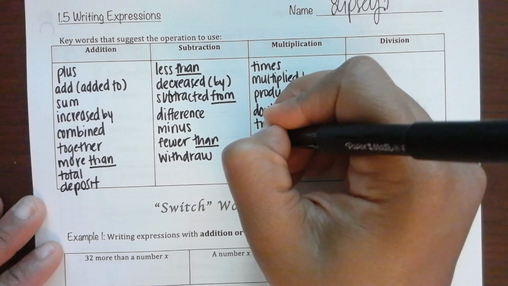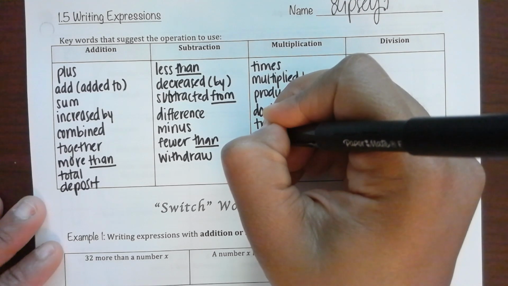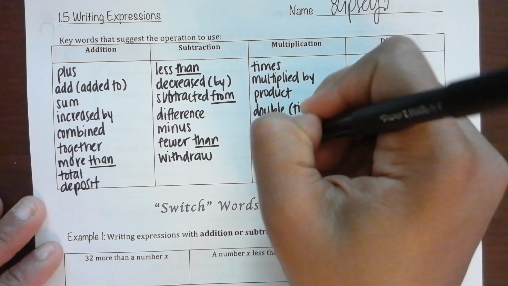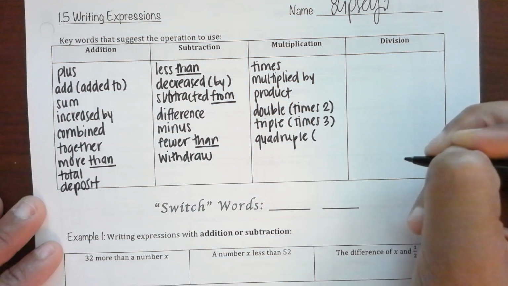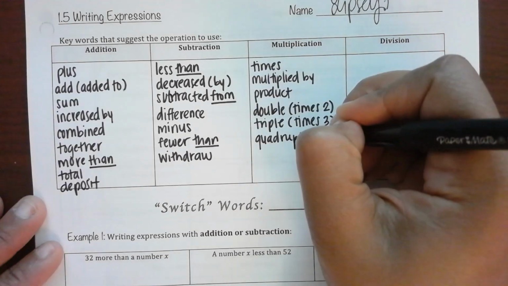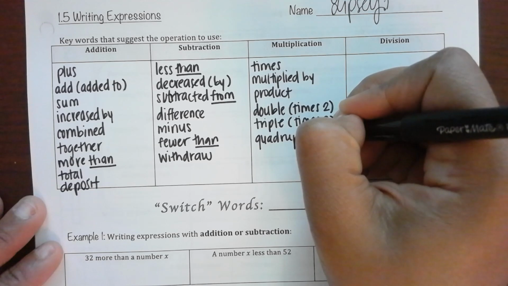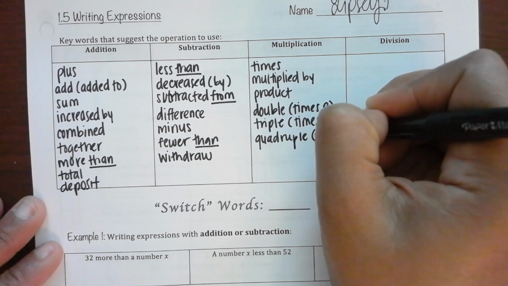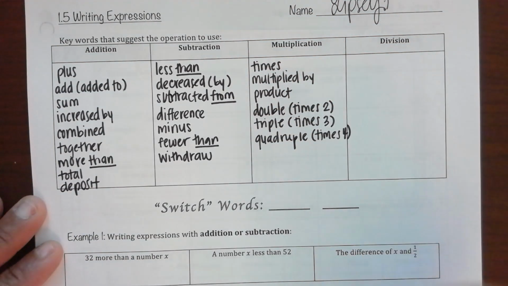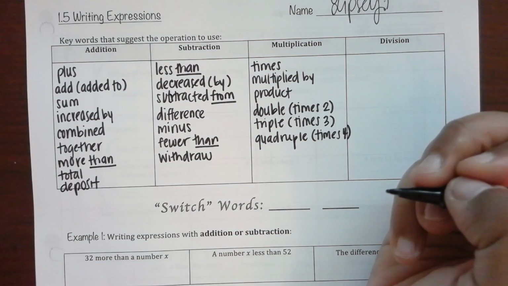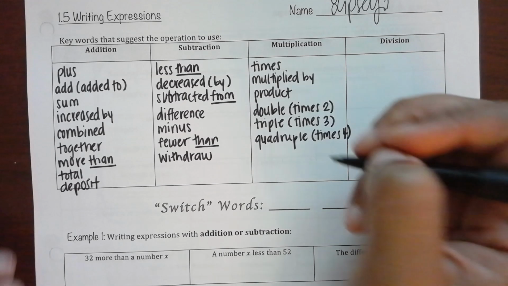What about quadruple? What's that multiplying by? 4. Quad means 4. And what's another way to say double in a different word? Twice.